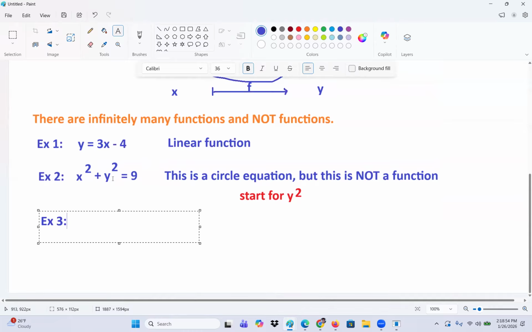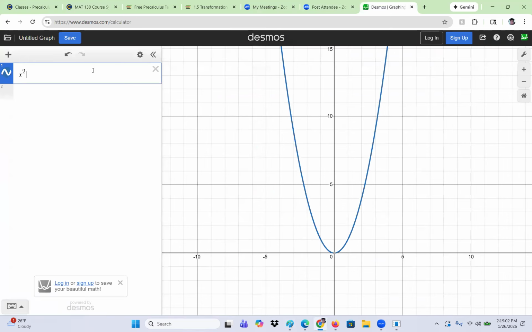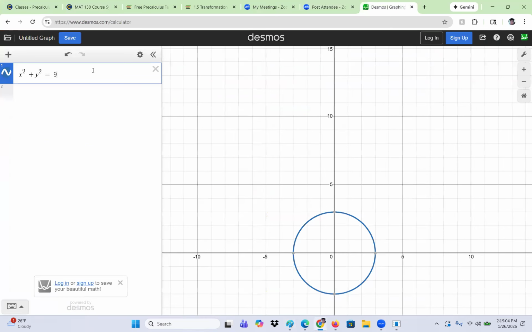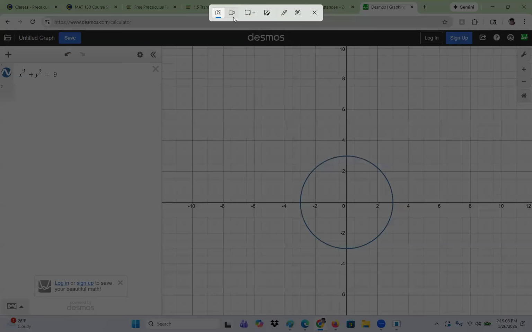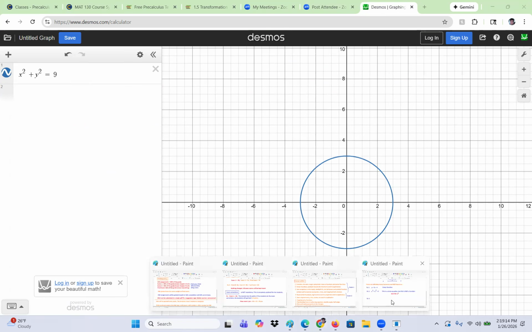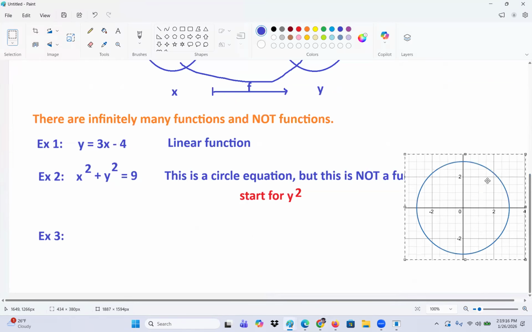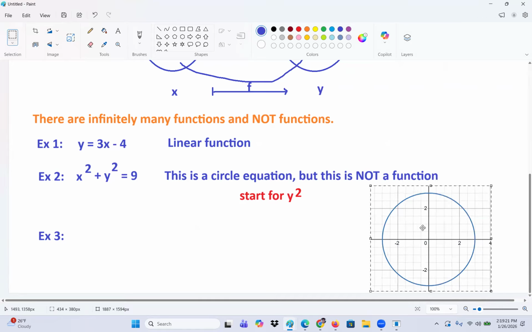So I can visualize things. Let me just draw on the calculator. We get x squared plus y squared equal to 9. We can literally check that it doesn't pass the vertical line test. We only know that this is the radius r equal to 3, but it doesn't pass the test. So this is not a function. Are we good?